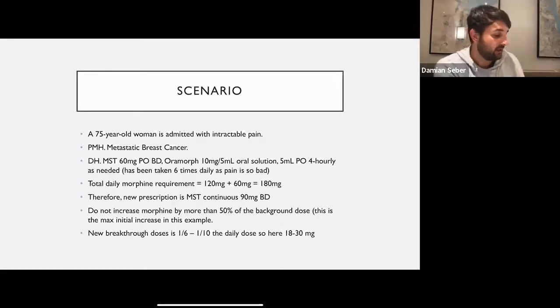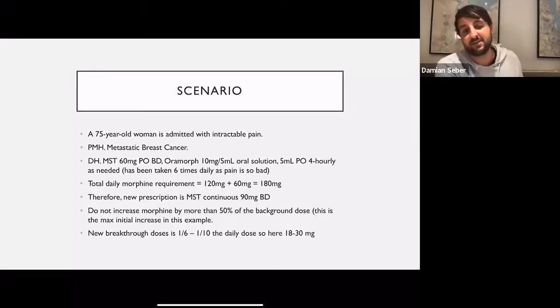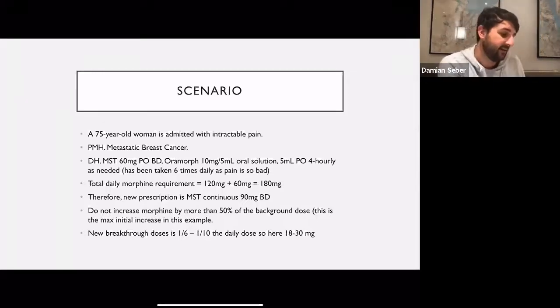And then for breakthrough doses, it's a 1/6 or a 1/10 of the daily dose. So the range here would be 18 to 30 milligrams. 30 milligrams is quite high for a breakthrough dose. So I'd probably pick 20, but it is your discretion, or you can adjust it later if the patient requires.